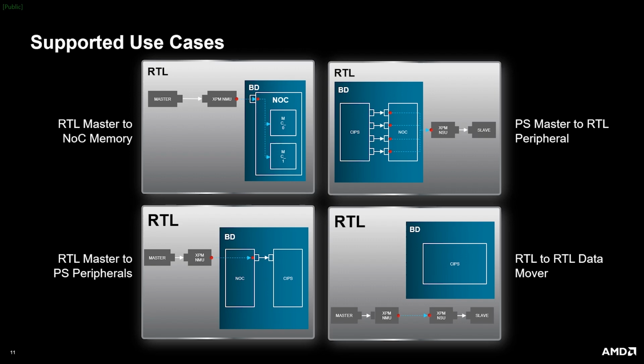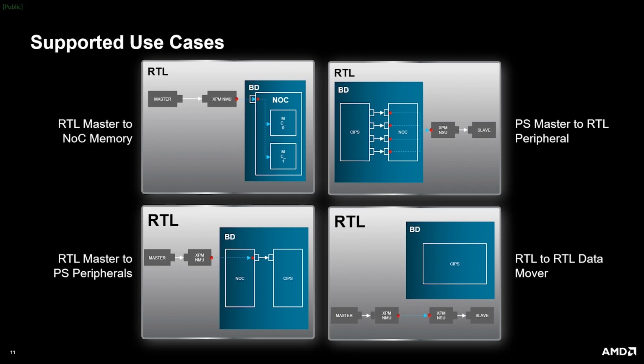Starting in the upper left, this is the use case we just discussed. An AXI master in the RTL accessing a port of the DDR memory controller on the block design. If we move to the right, you can also have a master on the BD access a peripheral in the RTL. In this case, the processing subsystem contains a master that is connected to the NOC IP on the BD canvas and uses the modular NOC to connect to the slave in the RTL.